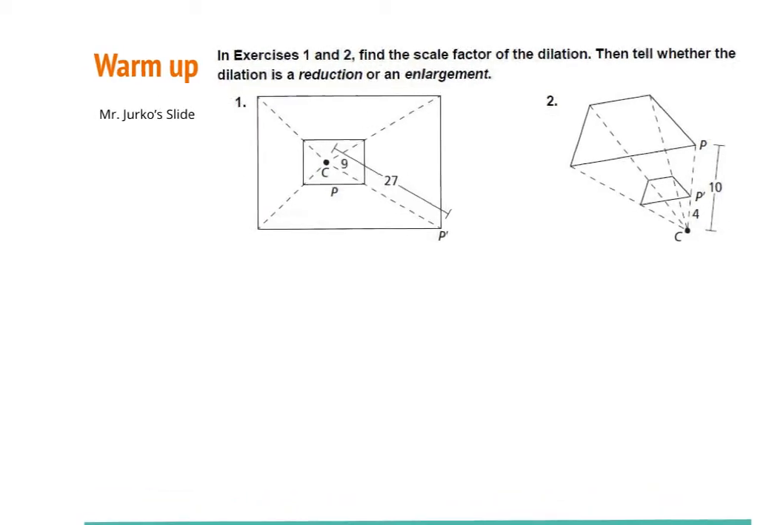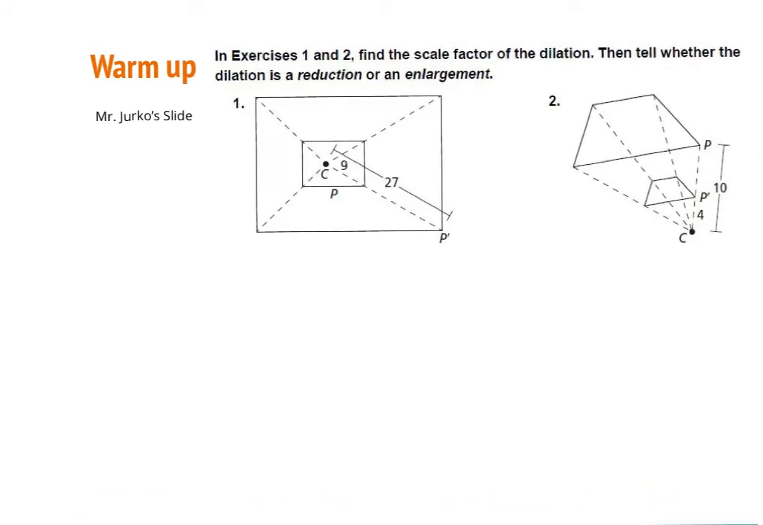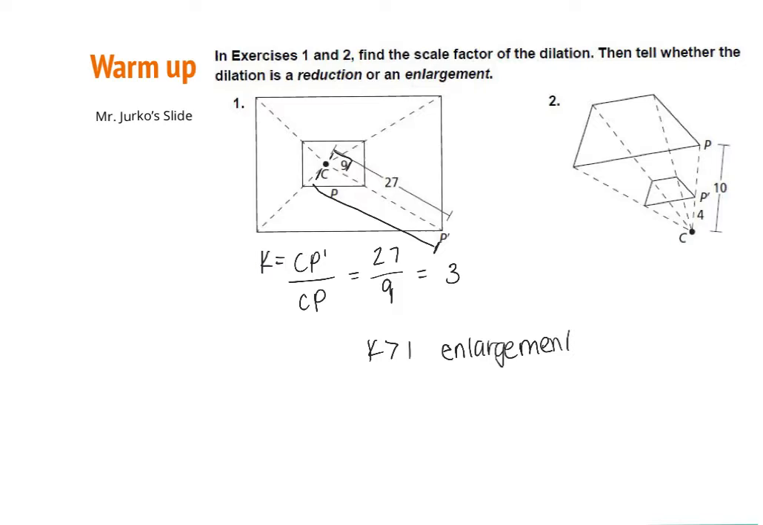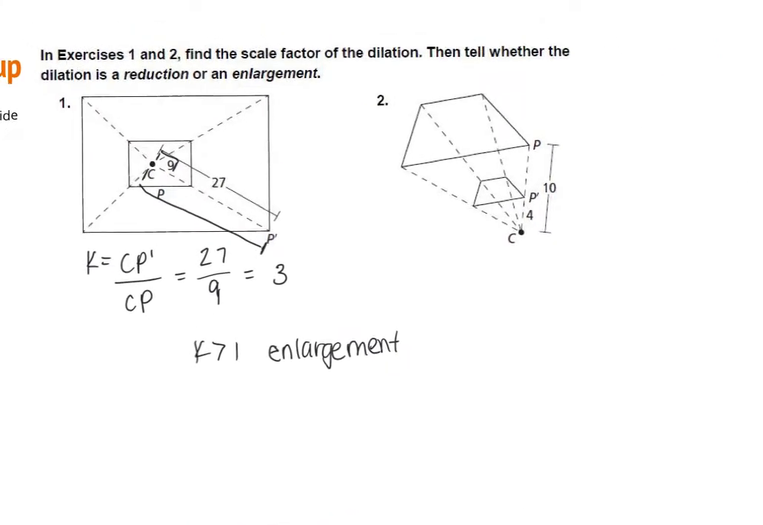All right. So first, remember K, which is our scale factor, is always going to be equal to CP prime over CP. So in this case, the distance between C and P prime is the larger one. That's going to be 27 over, and then the distance between C and P is 9. Remember, when K is greater than 1, in which case this is actually 3, then it is an enlargement. Which makes sense, because it's going to be getting bigger.